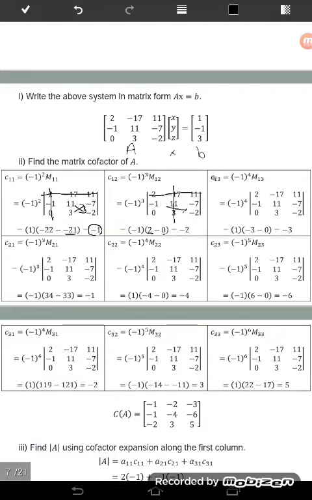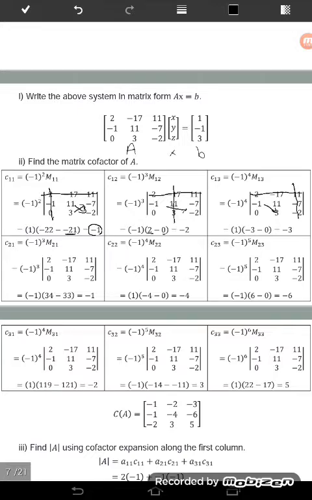And then C13, cofactor for first row third column. So negative 1 power of 4. So power of 4 because 1 plus 3. And then M13, close first row and third column. Okay, so then calculate the determinant. Negative 1 times 3, negative 3. 0 times 11 is 0. So we have the cofactor of 1, 3 is negative 3. Okay, so same step for another cofactor.